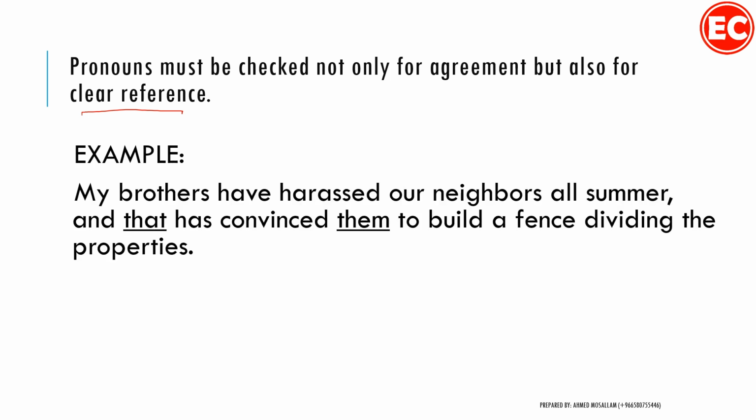Look at this example here. We have: my brothers have harassed our neighbors all the summer, and that has convinced them to build a fence dividing the properties. Here, "them" is referring to neighbors or brothers? Could be the brothers who build this, could be the neighbors. This case is ambiguous, this is not clear. So we have to clear it up, okay?